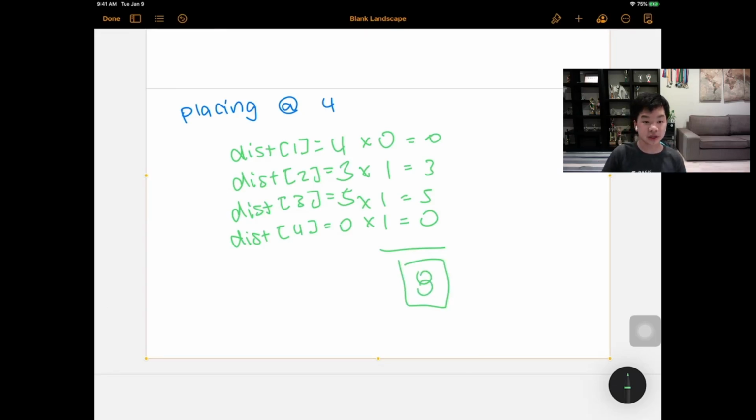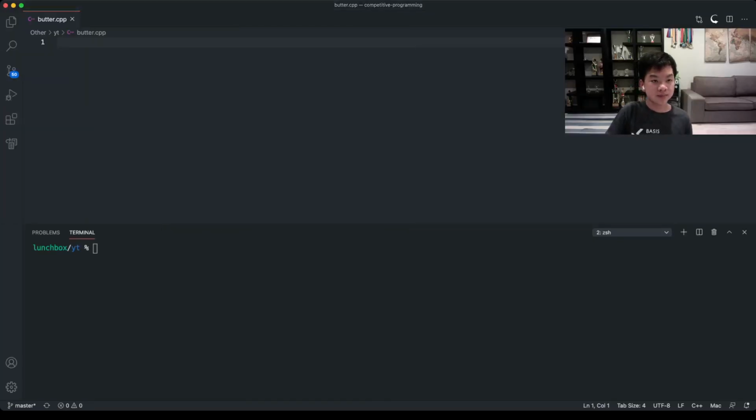Okay, so let's actually go implement this, and let's get to our code. So let's include bits. All right, so we're going to define the total number of nodes, and this is going to be N, which is at most going to be 800. All right, so we're going to have our main function.